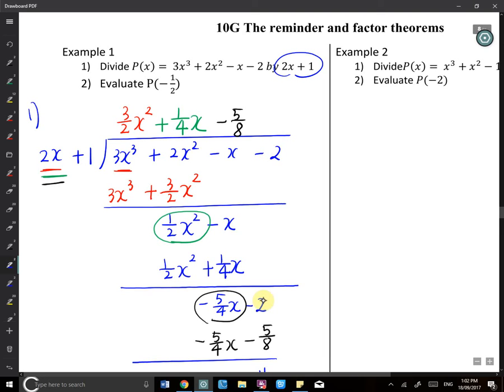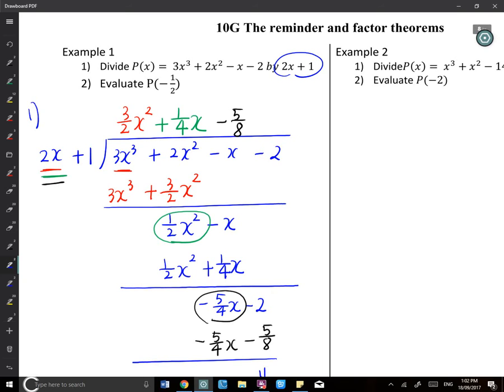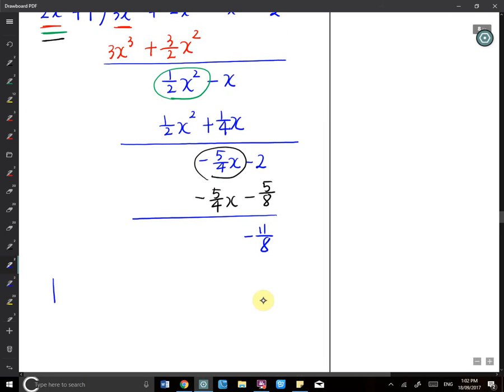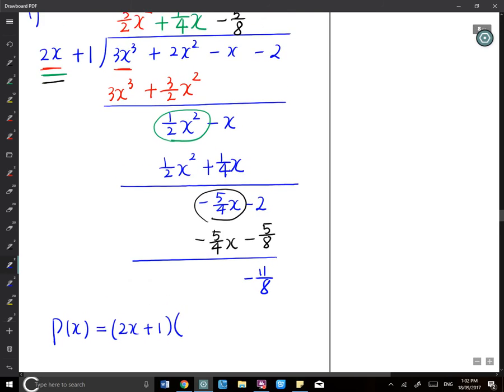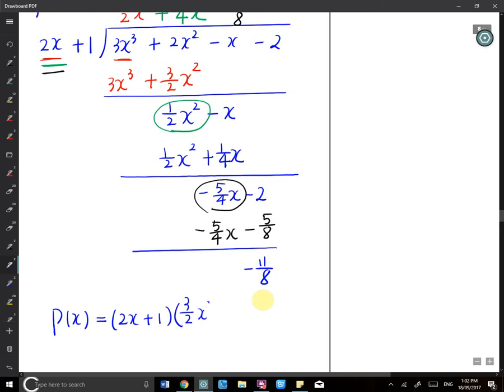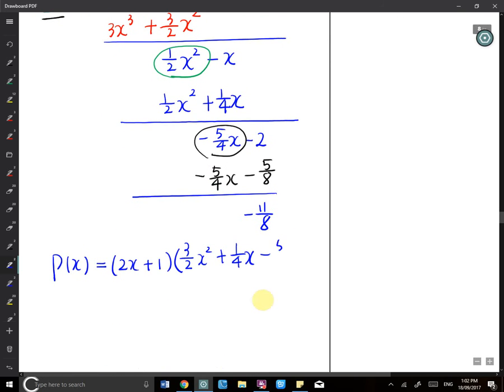Let's have a look at part 2. It's asking us to evaluate p(-1/2). Why is it asking us to evaluate negative a half? Let's write this expression down first. Let's write p(x). p(x) equals 2x plus 1 times 3/2 x squared plus a quarter x minus 5/8, and then minus 11 over 8.